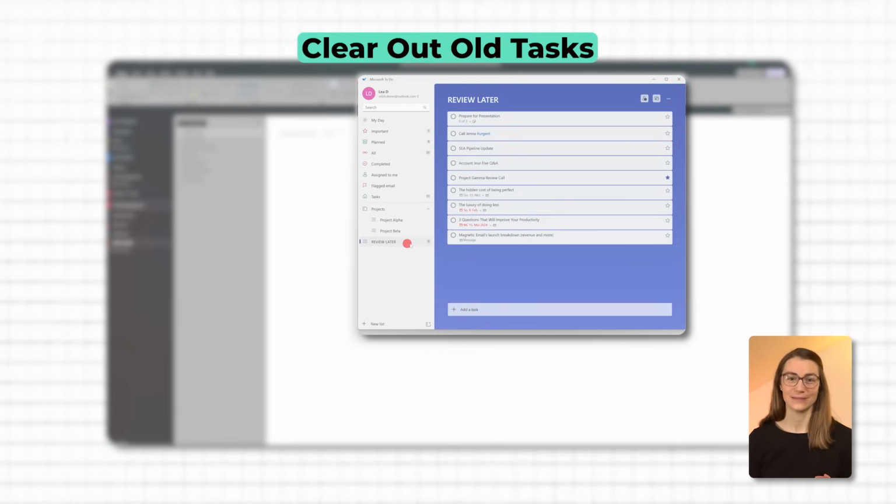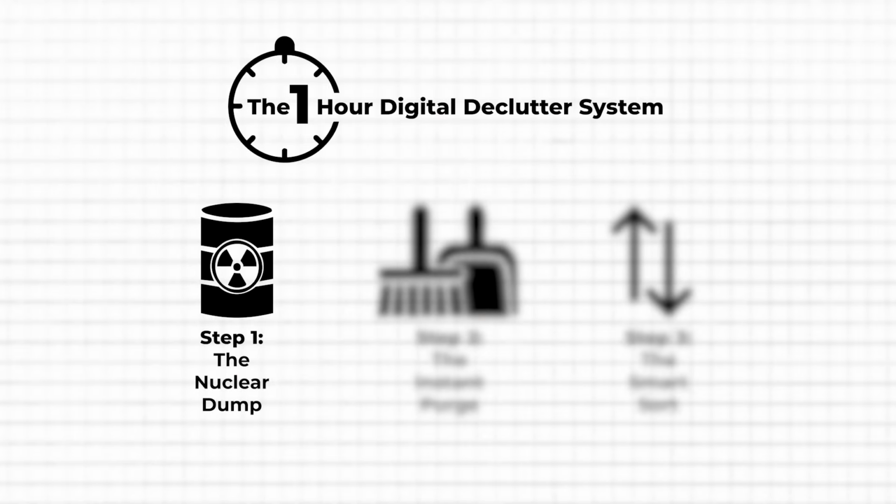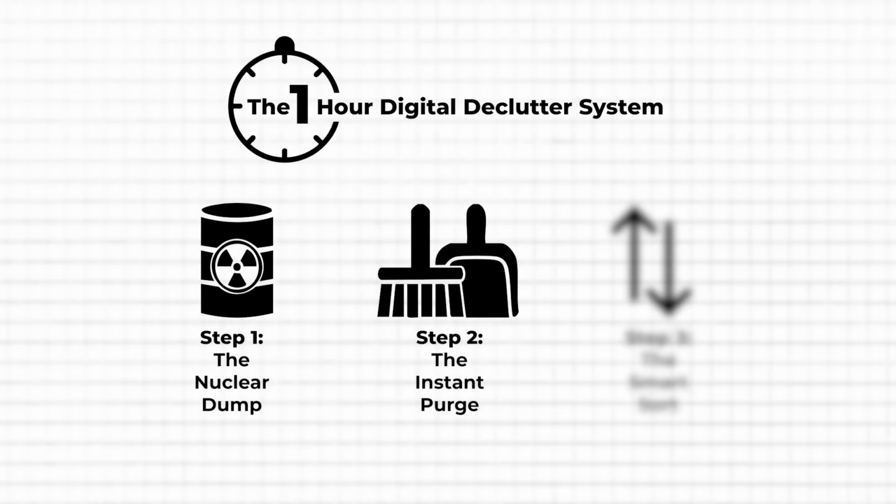So in just a few minutes, you've wiped out the clutter and given yourself a clean slate to work from. Now let's get rid of the junk. Once everything is out of your sight, it's time to be ruthless. The goal here in step 2 isn't to organize yet. It's to eliminate anything you don't need so you don't waste time sorting junk.